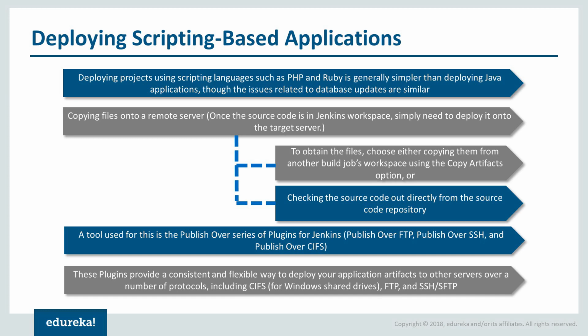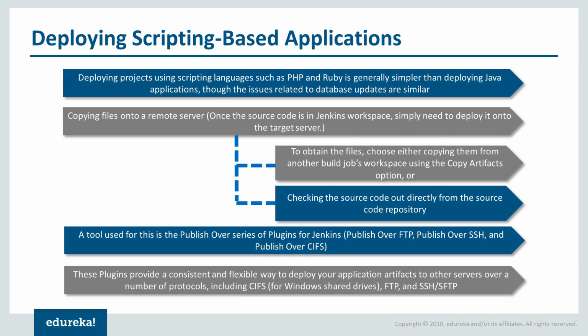To obtain the files, choose either copying them from another job's workspace using the Copy Artifact plugin, which we have seen already, or checking the source code out directly from the source code repository. Either of the two options is fine. In these situations, I have mostly seen the second option being used, which is checking the source code directly from the repository. You just mention it as the initial step in the Jenkins job and give the URL for your GitHub, Git or SVN repository.